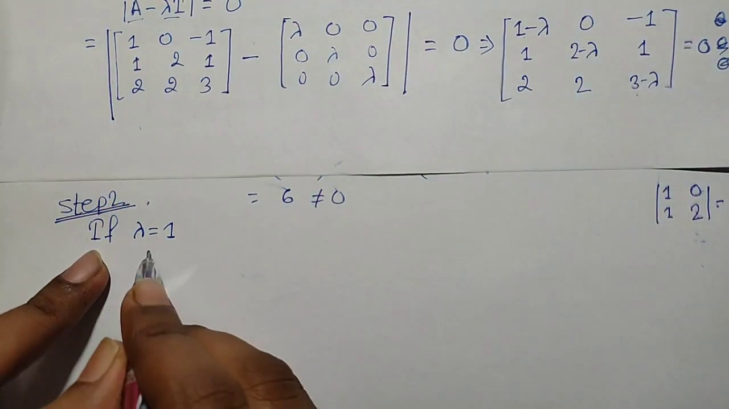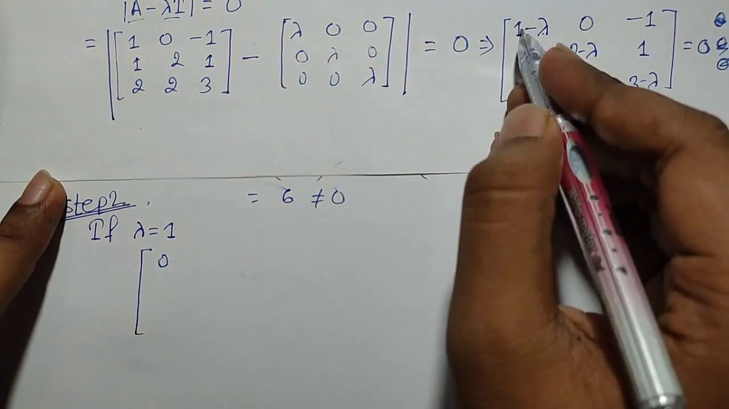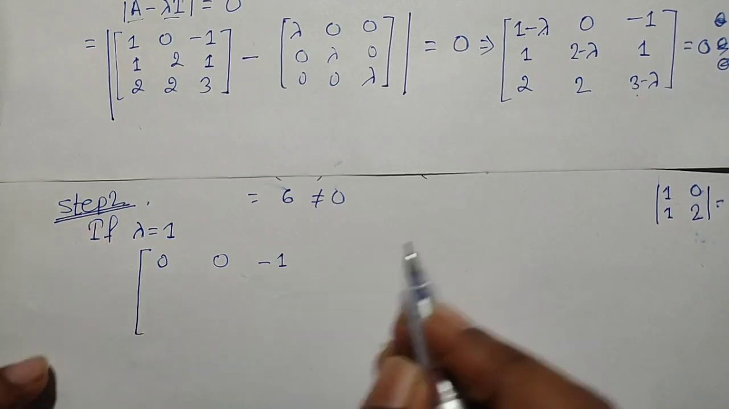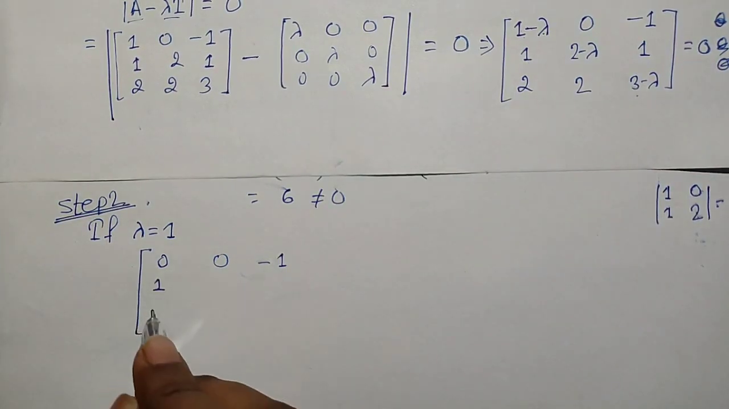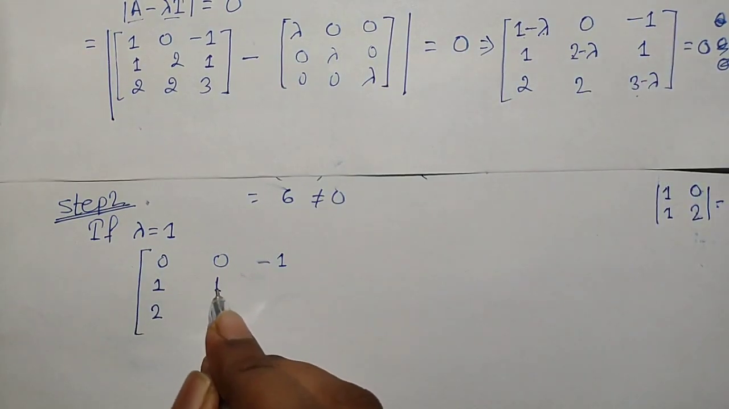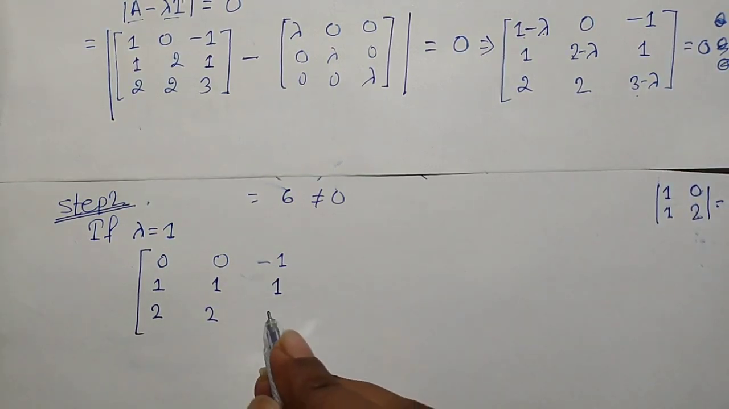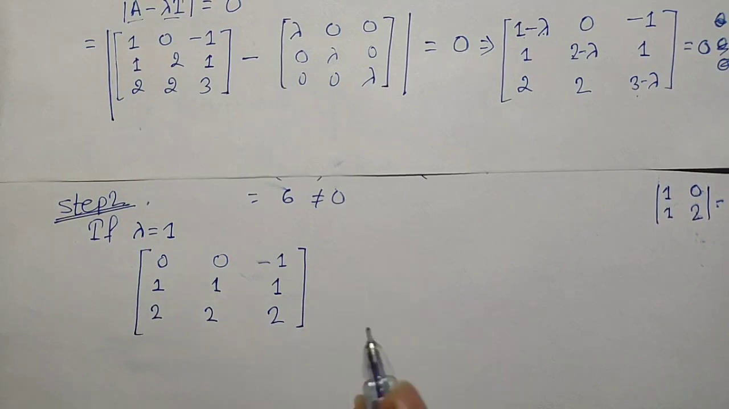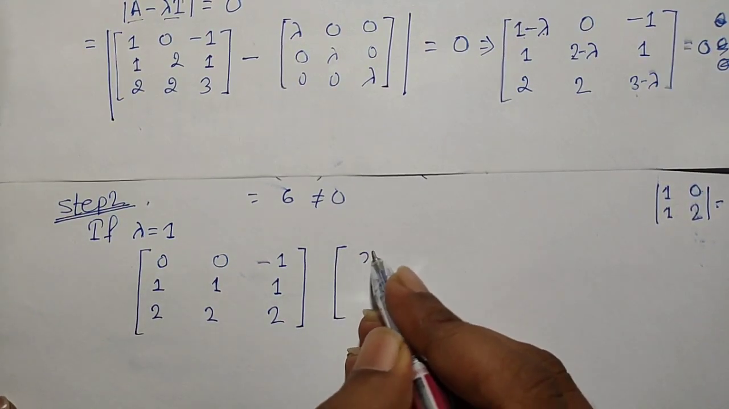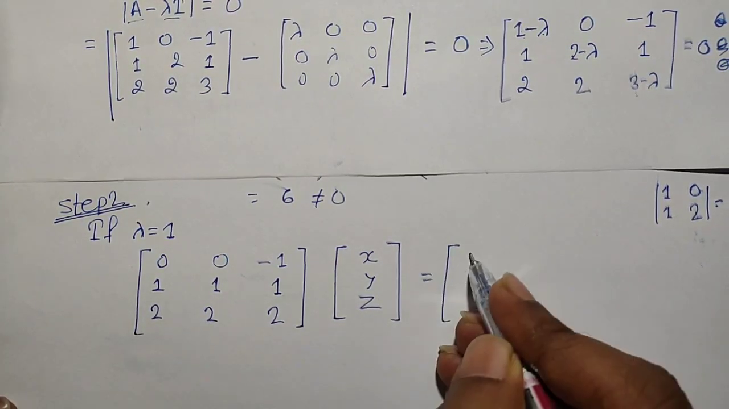So the first element, if we take lambda equals 1, will become 1 minus 1, which is 0, then 0 minus 1. Again this is 1 and this is 2, and if I take lambda equals 1 here, then 2 minus 1 will be equal to 1, 1, 2, and 3 minus 1 will be equal to 2. Now after getting this, put the unknown values x, y, z and the null matrix 0, 0, 0.